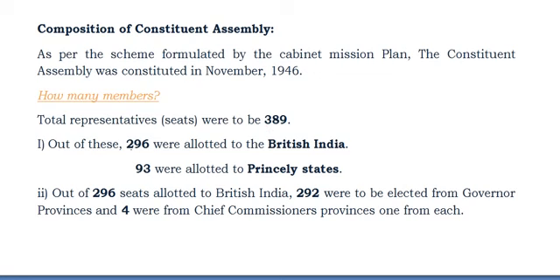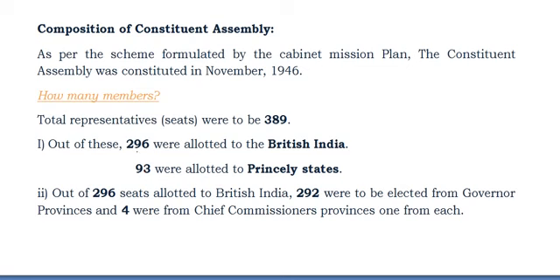Out of this 389, 296 are to be from British India, meaning under the control of British India, and 93 were to be allotted to princely states. There were 93 princely states' seats. This is the idea given by the Cabinet Mission.